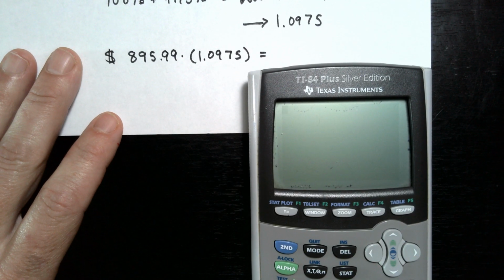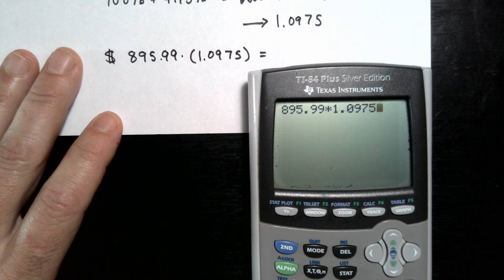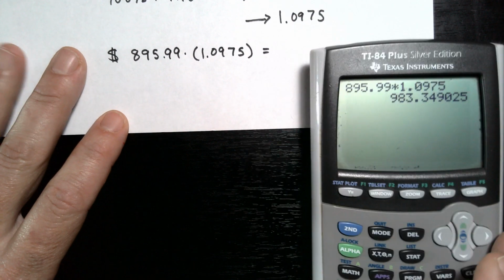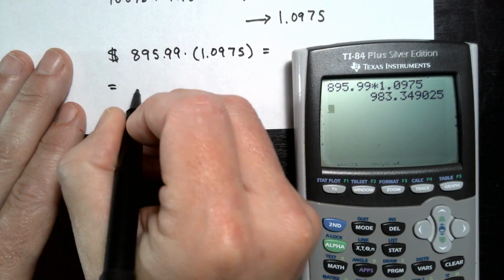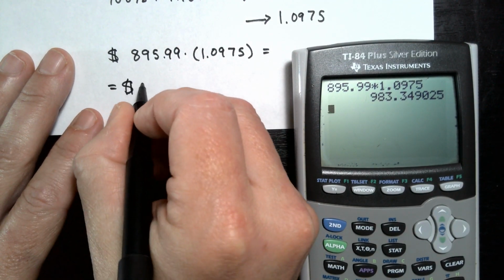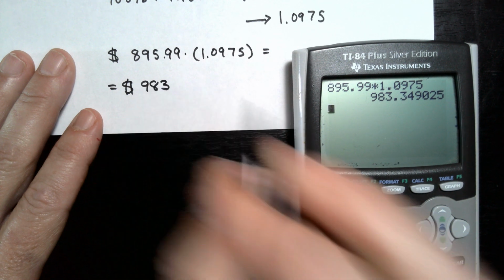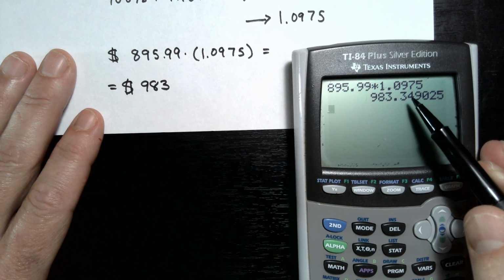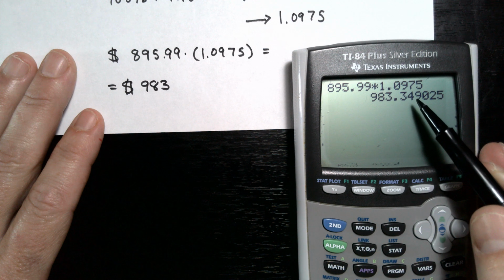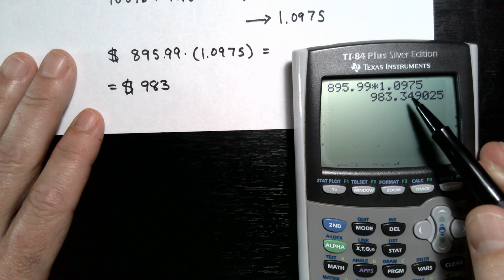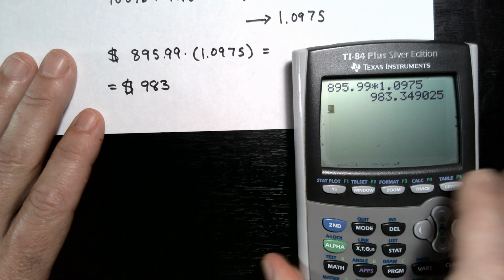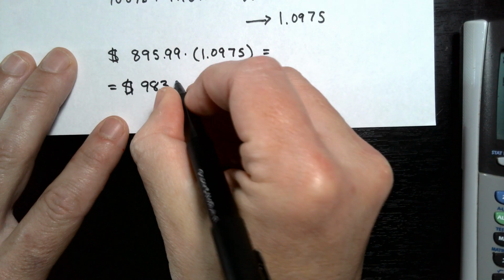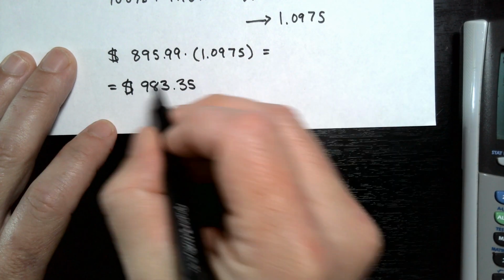Let's see what I get when I put that in my calculator: 895.99 times 1.0975. A lot of decimals there. The big number though is $983. Remember, the cents are right here where the 4 is. Since the next number is a 9, this 4 gets raised to a 5, so it will be 35 cents, $983.35. And that's the problem.